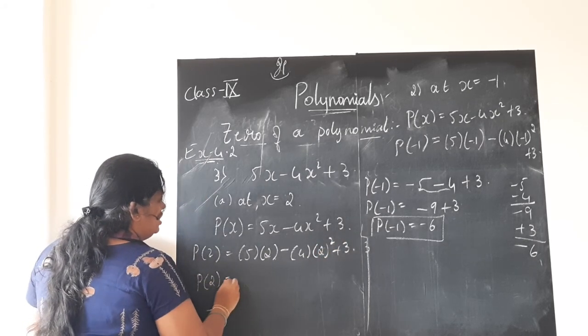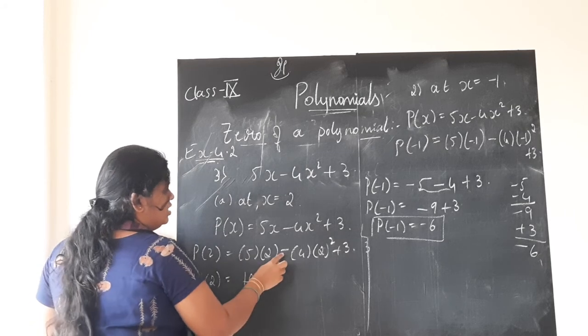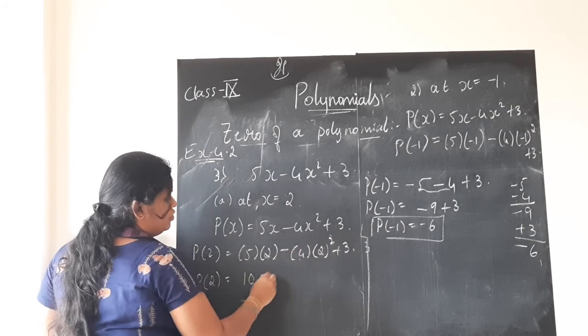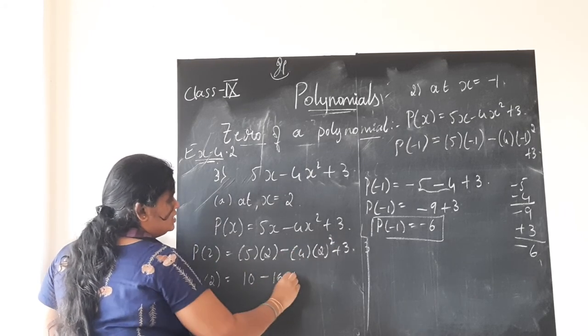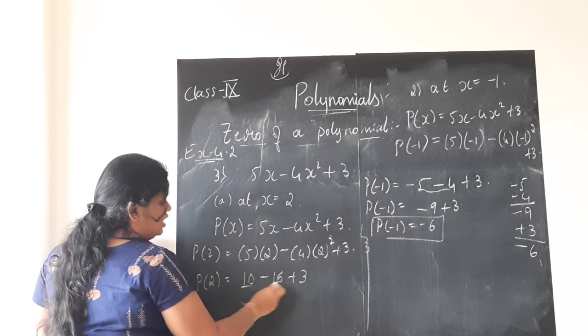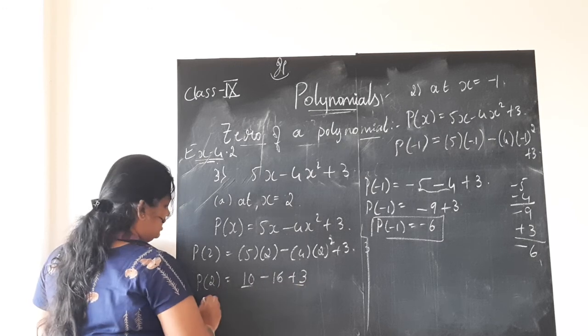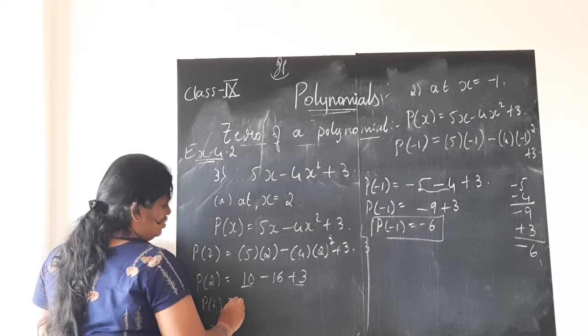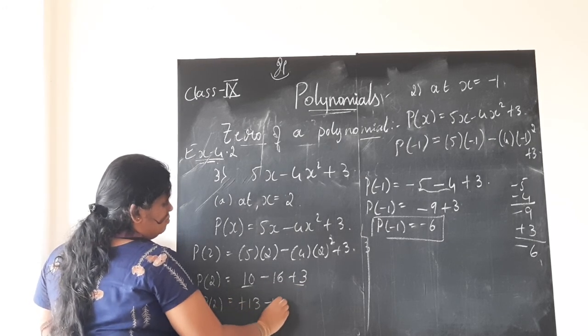P of 2 is 5 2s are 10. 2 square 4. 4 4s are minus 16 plus 3. Here two numbers I have with plus sign. So let me group them and add. Plus 10 plus 3 is plus 13. So P of 2 is plus 13 minus 16.